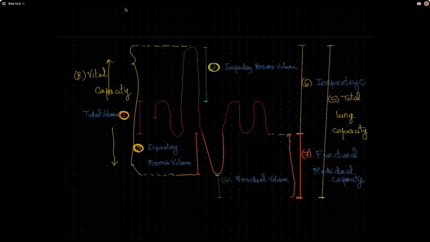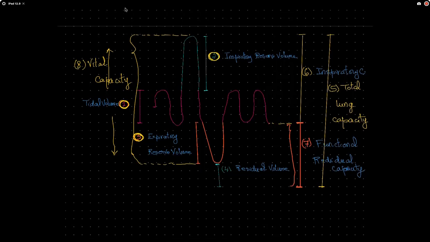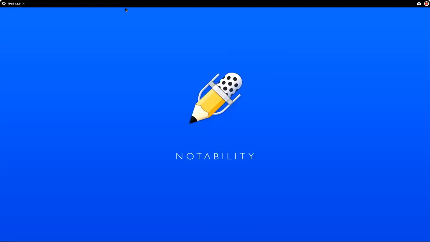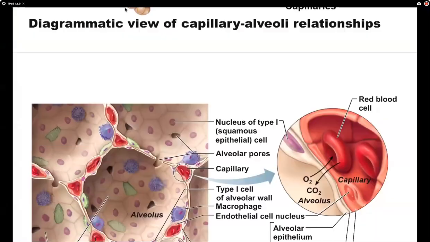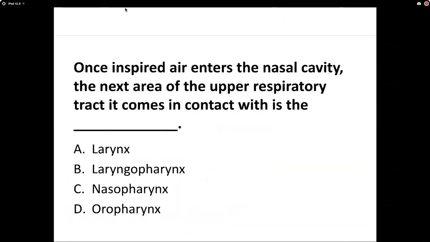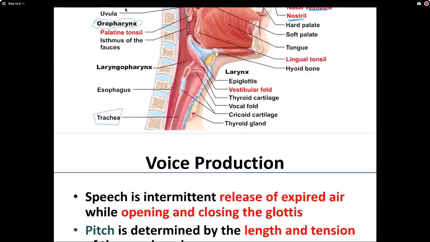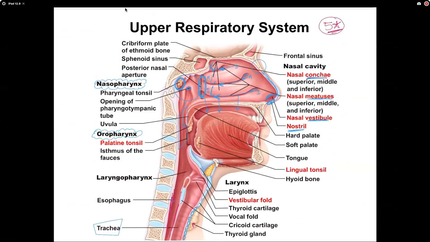All right, so let us have a quick review here for the most important diagrams that you should be preparing for your upcoming lab exam. A very important diagram on here, a 5 stars diagram, is going to be showing the upper respiratory tract. Every single marking on this diagram is of great importance. It's a 5 stars diagram, highly important.